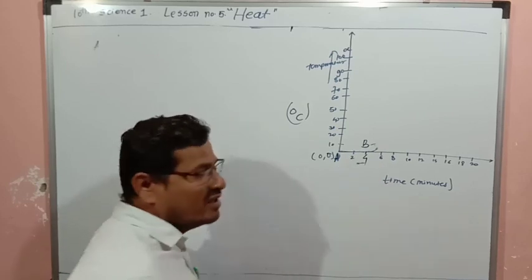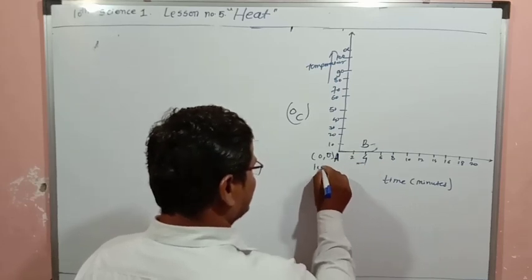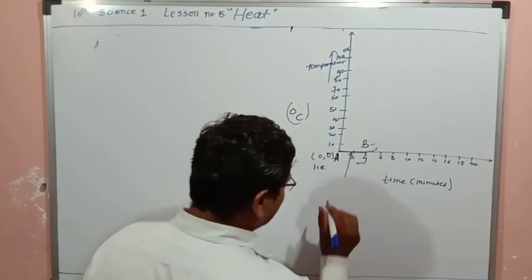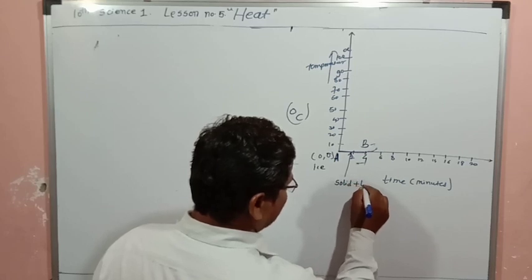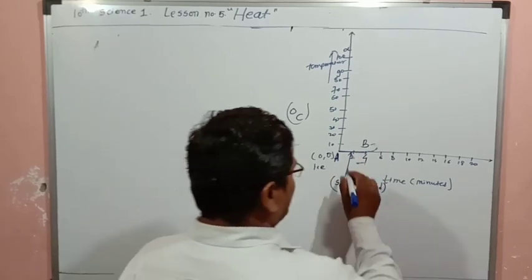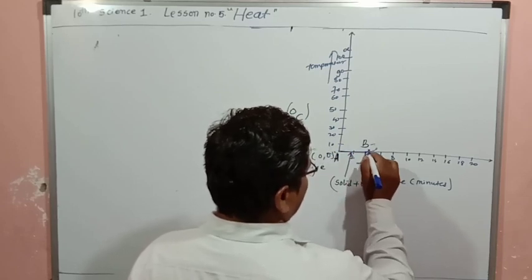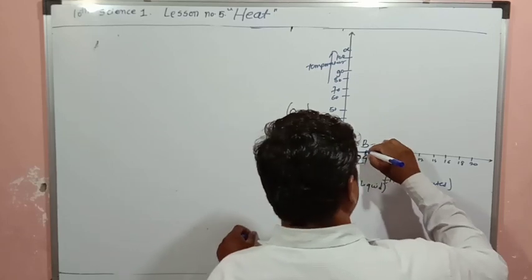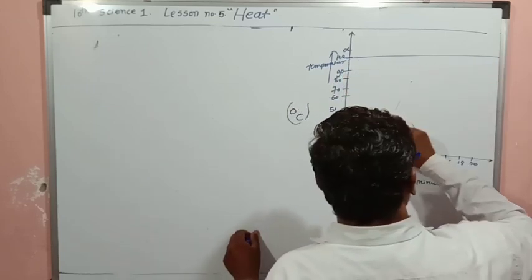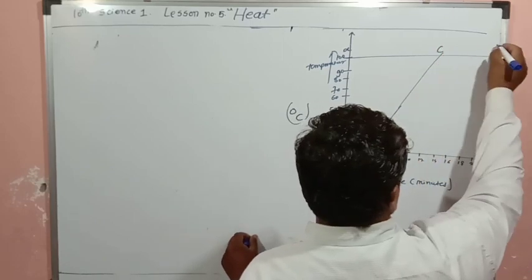So if you are heating ice, here at 0 degrees Celsius ice is there, and along AB two states are there, solid plus liquid. Again when you are heating, that temperature remains constant at 0 degrees Celsius. So when all ice melts, then the temperature will start to increase continuously, and here will be 100 degrees Celsius. Suppose A, B, here is C, and here will be D.